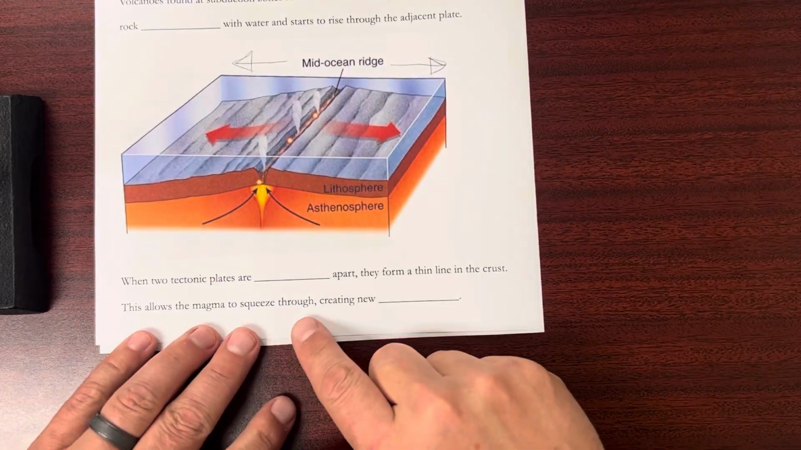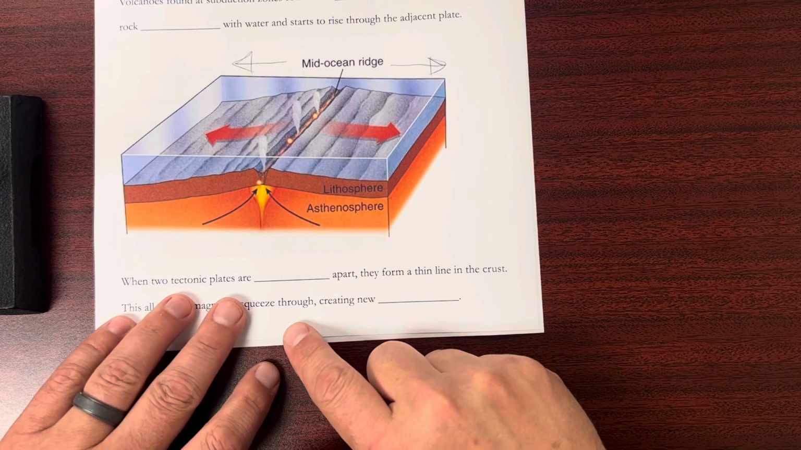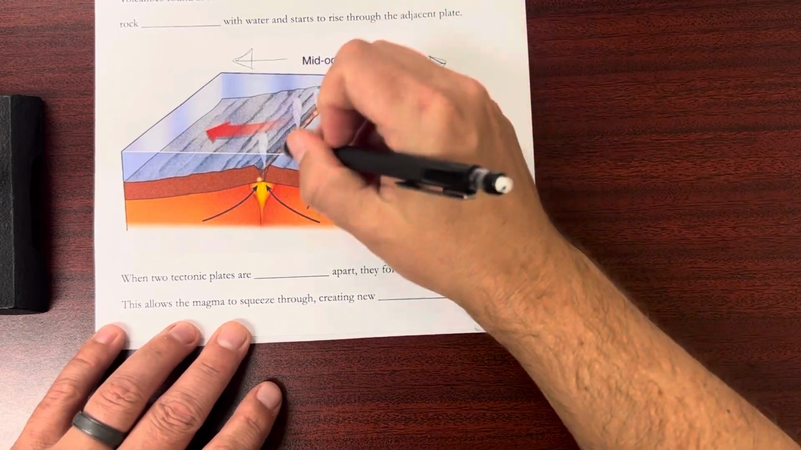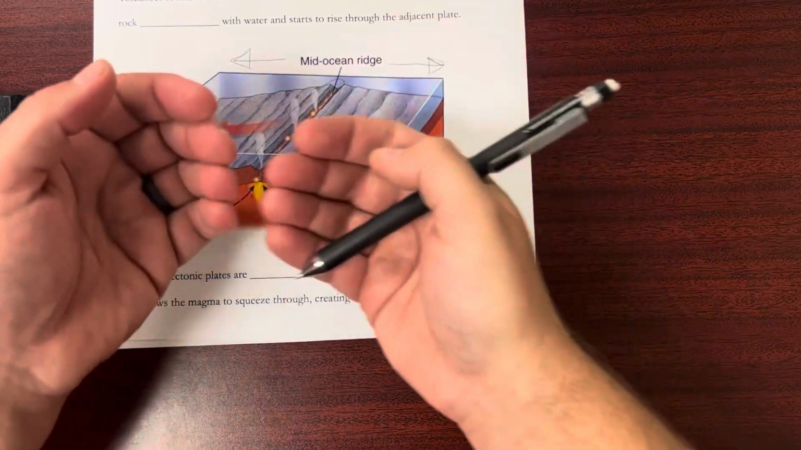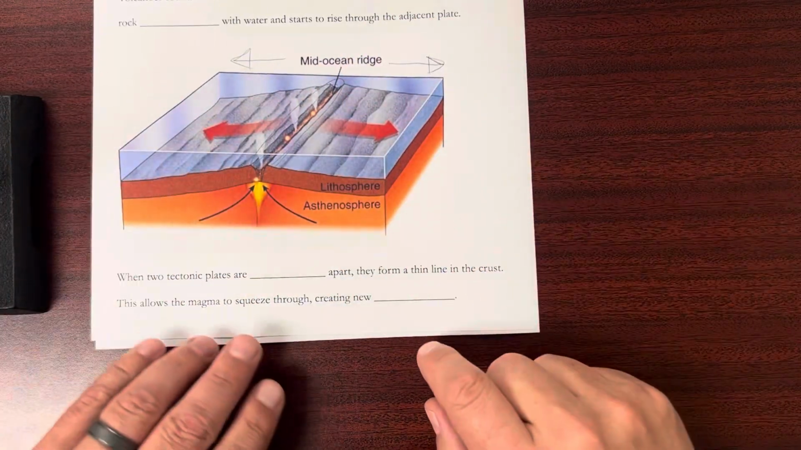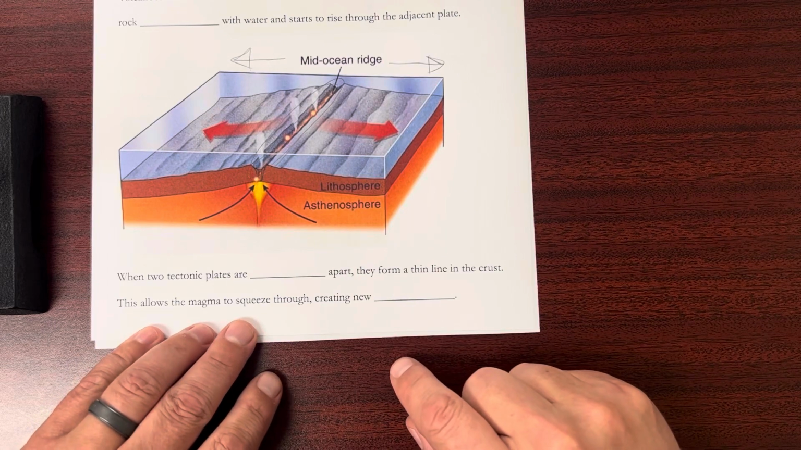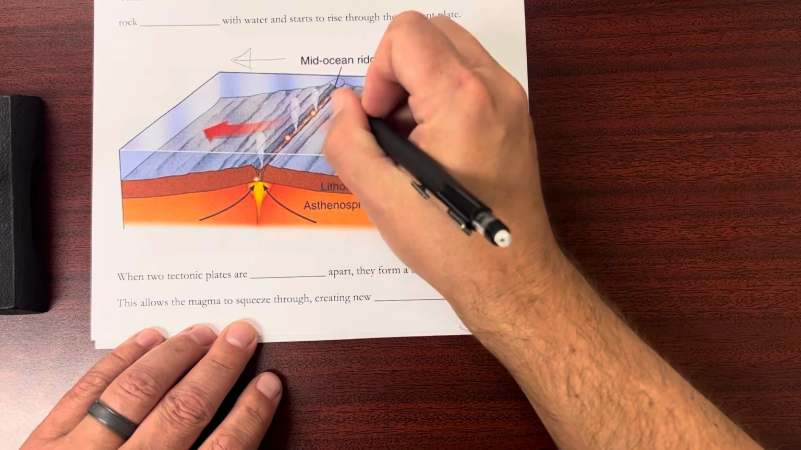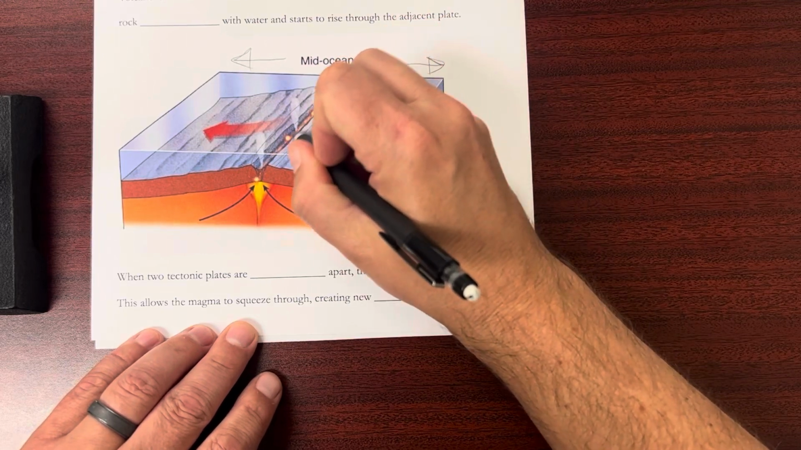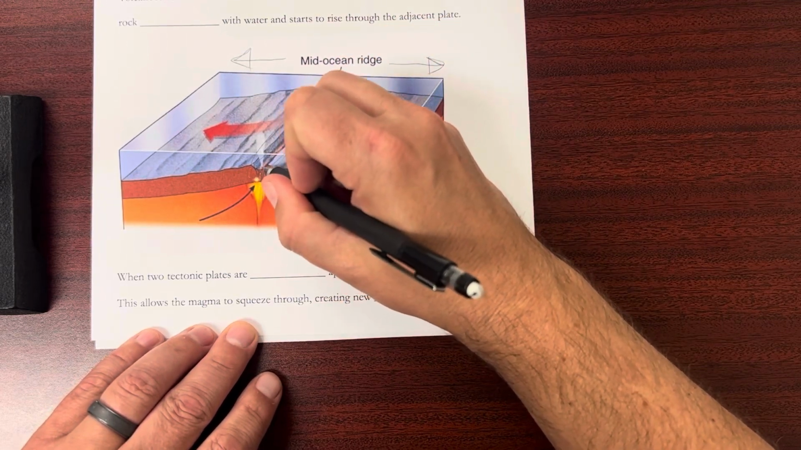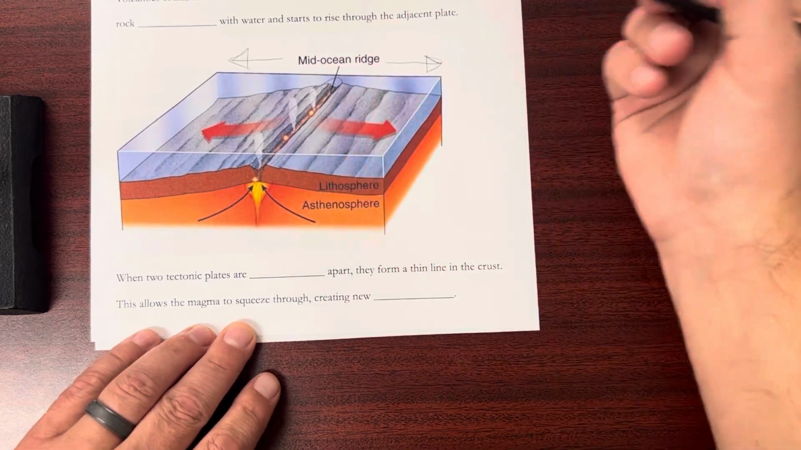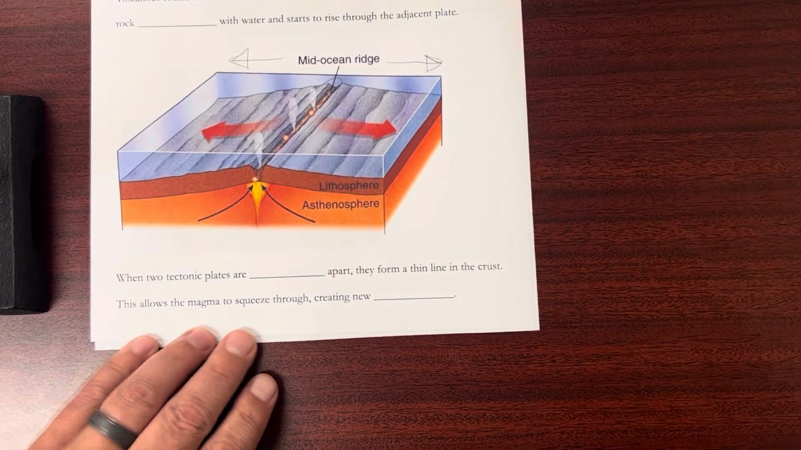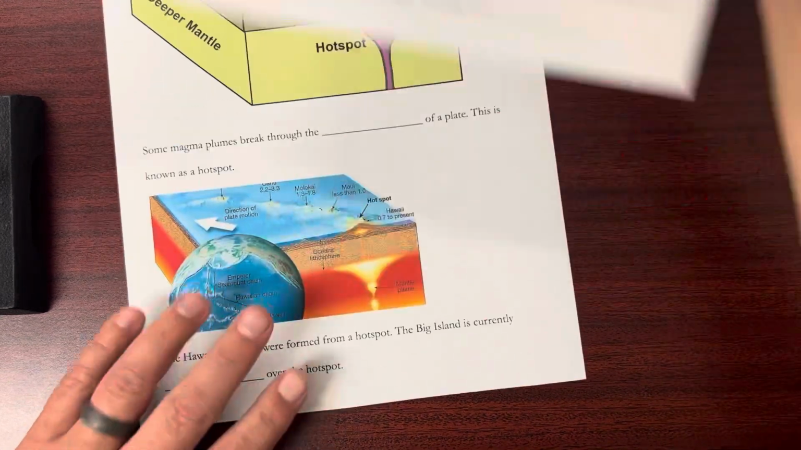When two tectonic plates are pulling apart, they form a thin line in the crust. So this whole region kind of thins out because they're pulling apart. This allows the magma to squeeze through, creating new land. So you get all these little volcanoes right here where the magma comes up, poking through the surface, creating new plate material or new crust. All right, let's move on.